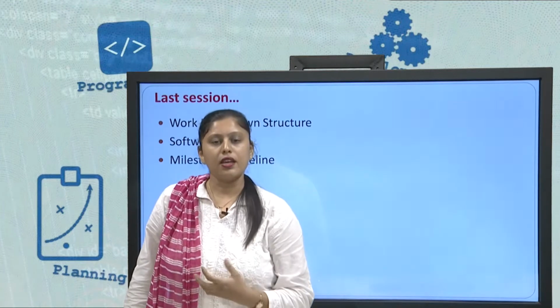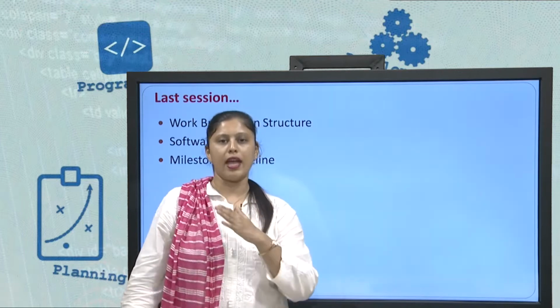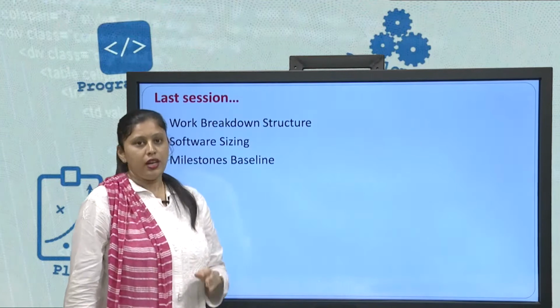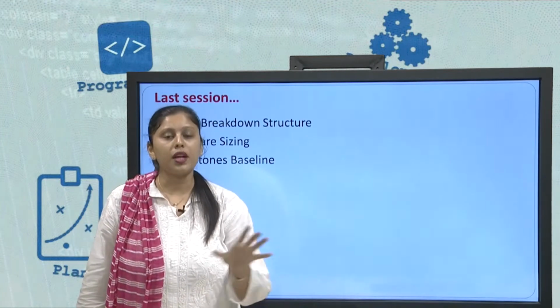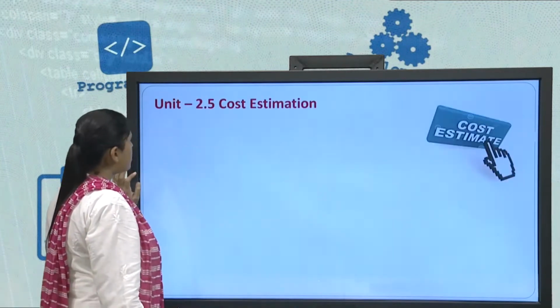Then we will be seeing software pricing, that means the FP approach and the LOC approach. Then we will be seeing what is the COCOMO model, and before that we will be seeing how to construct an activity network diagram. So let us start with today's session.